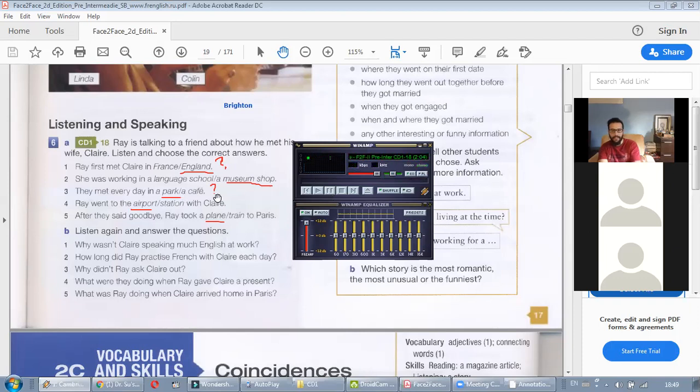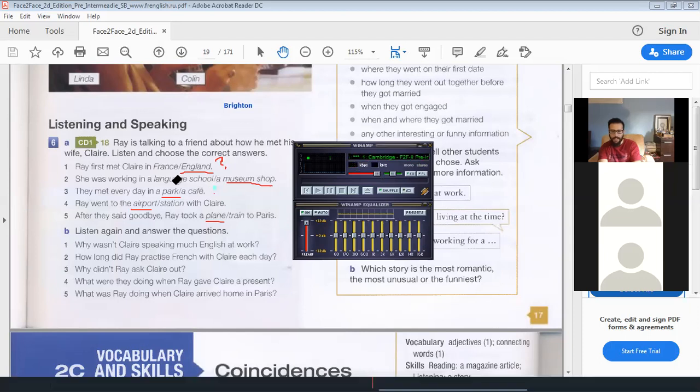So this means park, it's correct, right? Yes. And Ray went to the airport is also correct. Yes. And after they said goodbye, Ray took a... Yes, Mohammed? Train. Train, not plane.